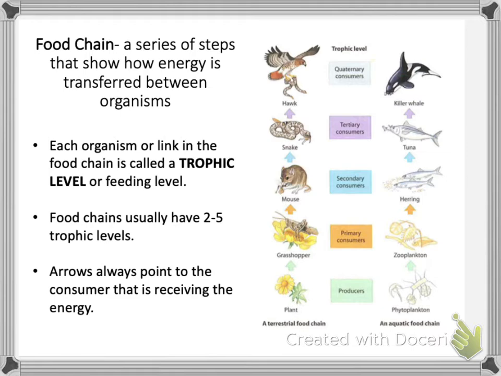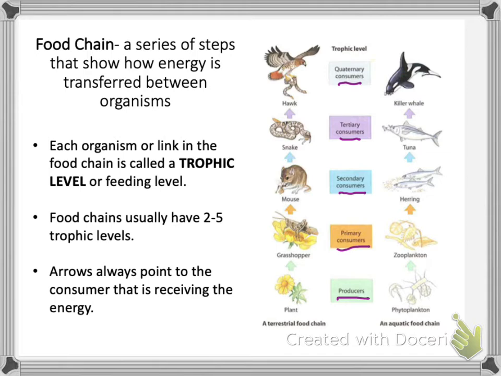So our basic trophic level are producers. Producers are consumed by primary consumers. The secondary consumers consume the primary consumers. Tertiary consumers consume the secondary consumers. And quaternary consumers consume tertiary consumers.